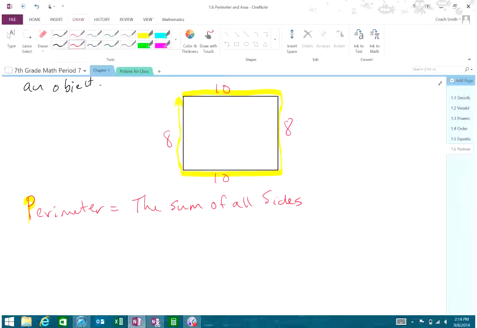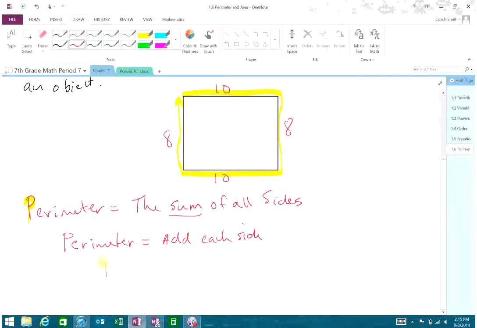So what does the word sum mean, Cameron? In mathematics, what does the word sum, S-U-M, mean? What kind of problem? No. Addition, subtraction, multiplication, or division? Addition. Yeah. It means you add. So for perimeter, you add each side. Okay, that's what it means by the sum of all sides.